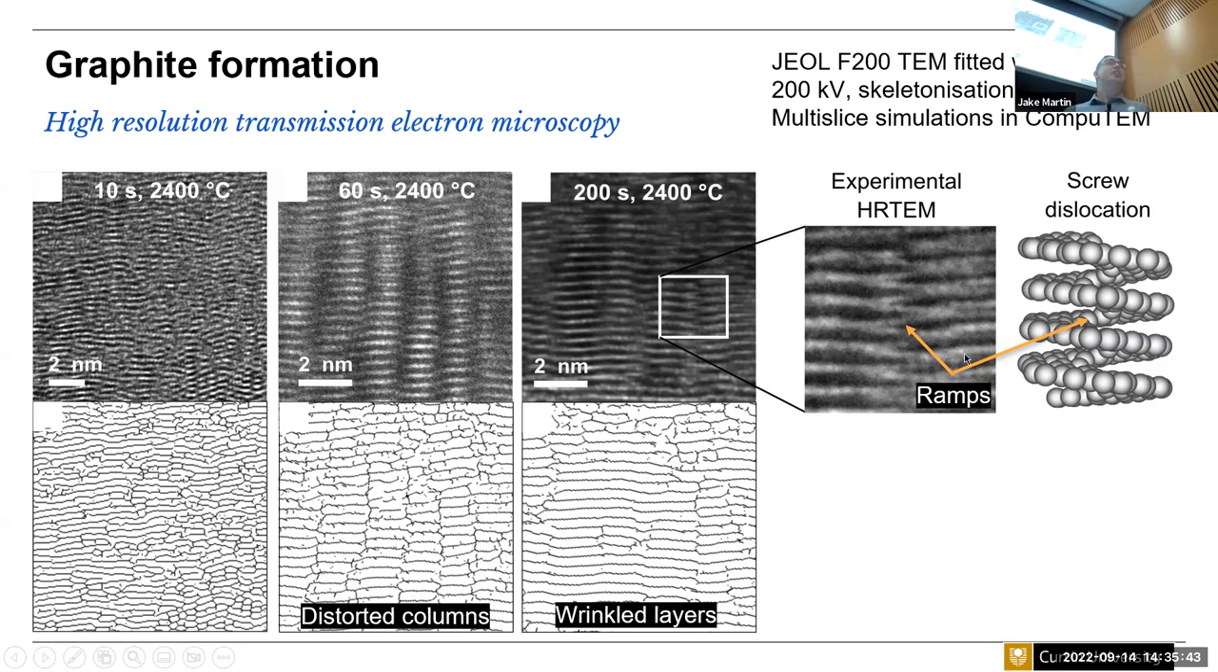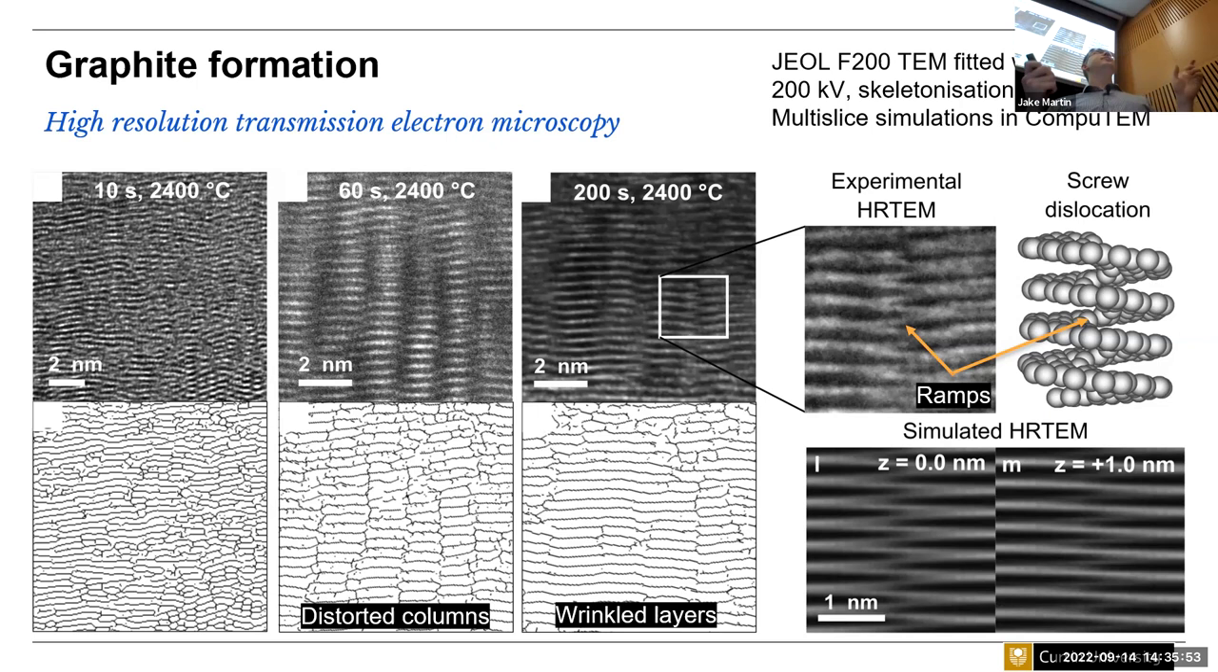But we also found these ramps between the layers. And if you simulate a screw dislocation, it matches up. So I was actually looking for the screws in the glassy carbon to confirm whether there were screws in it, and it just proved too difficult. So I thought, oh, I'll look for the screws in the graphitizing carbon. Surely that would be a bit easier. And sure enough, the first picture I took was that one. So yeah, you see these beautiful screws.